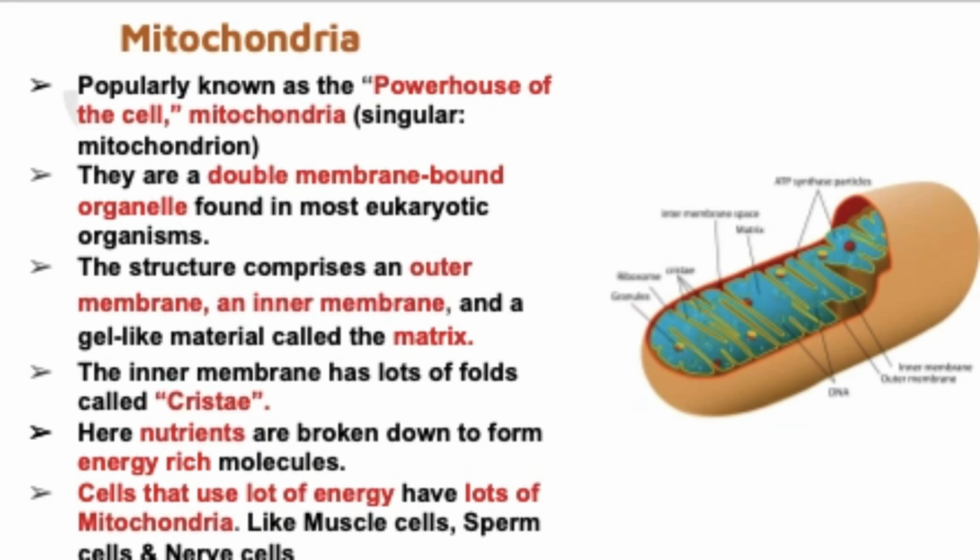Not surprisingly, cells that use a lot of energy have a lot of mitochondria. Muscle cells, for example, are tightly packed with mitochondria. Sperm cells, which need energy to swim to the egg, and neurons, which are nerve cells that need energy to transmit impulses, also have a large number of mitochondria.